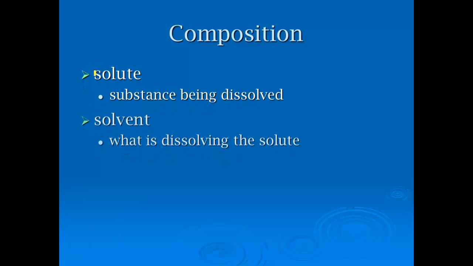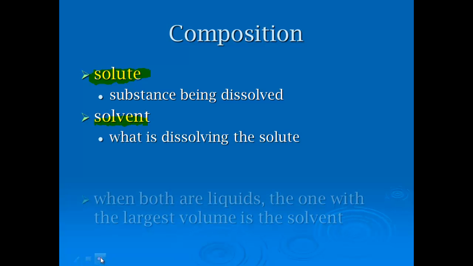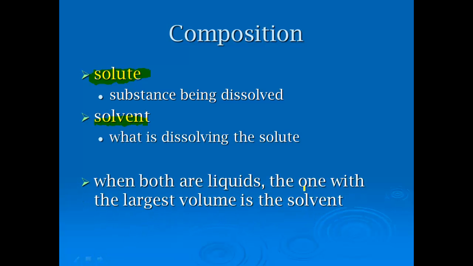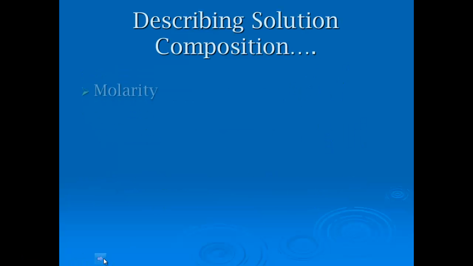Okay, so if we think about composition, a few definitions that go back to simplistic things: you've got solute, which is the substance that's being dissolved. The solvent is what is dissolving the solute. And when both are liquids, typically the one with the larger volume is going to be the solvent. In other words, if you think about dissolving, things are really just being surrounded by something else. So if something's both liquid or even both a gas, whatever has the larger volume is going to be the solvent. Whatever has the smaller volume is going to be the solute.